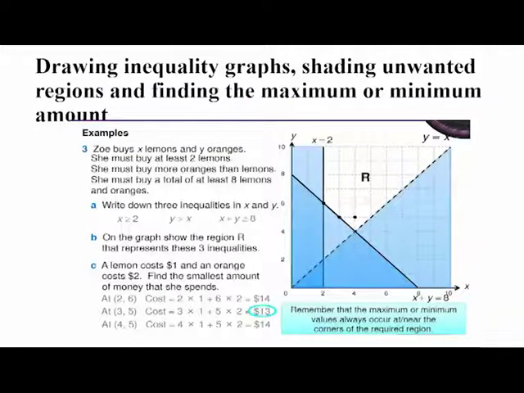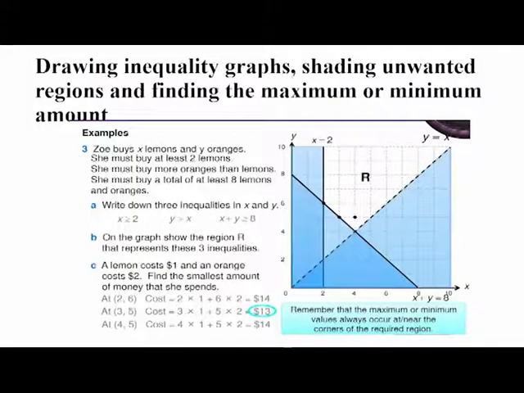So then this is where you use the expression now. Like it says a lemon costs $1, that is 1x for 1 lemon, plus 2y for the orange. This is the expression. Then from there you pick points in your Cartesian plane, in your unshaded region. You can see this region is not bounded up there, it's going up. We don't know where it stops, so we can only use the part that is bounded, that we know. And remember that the maximum or minimum values always occur at or near the corners of the required region.